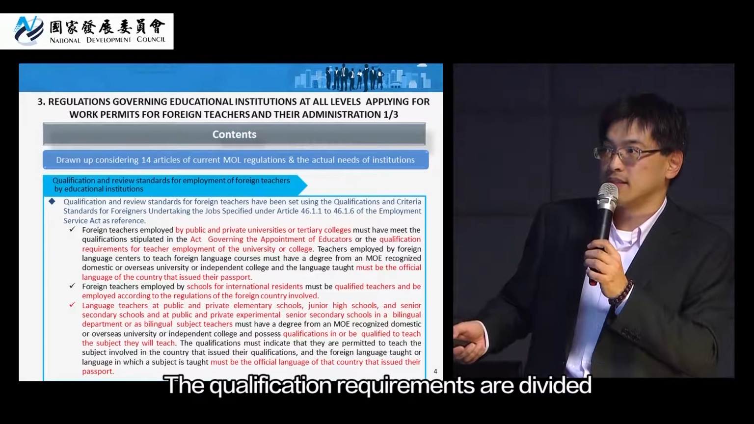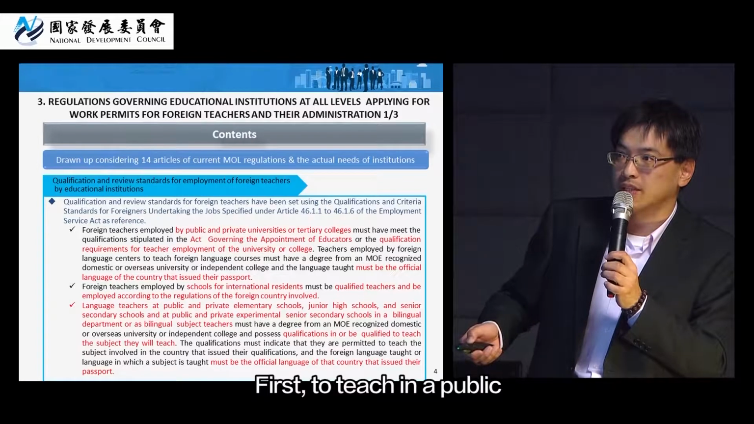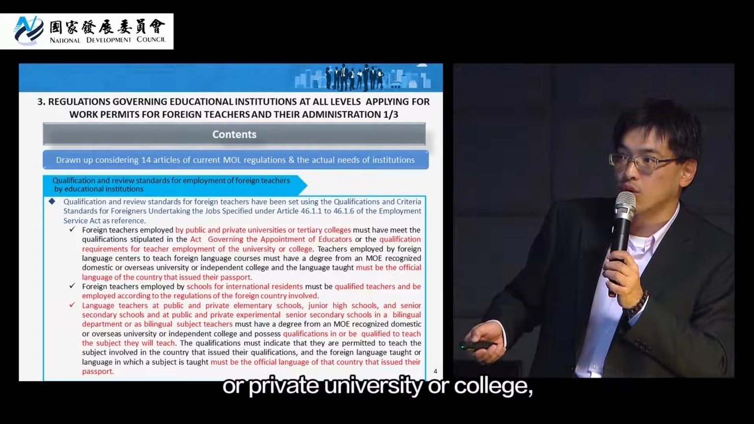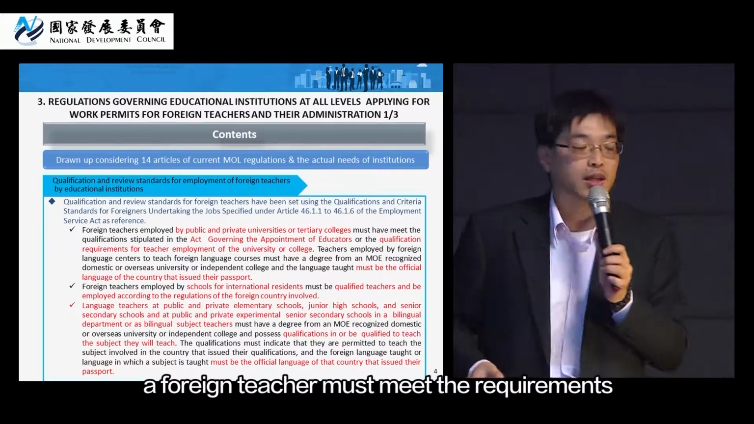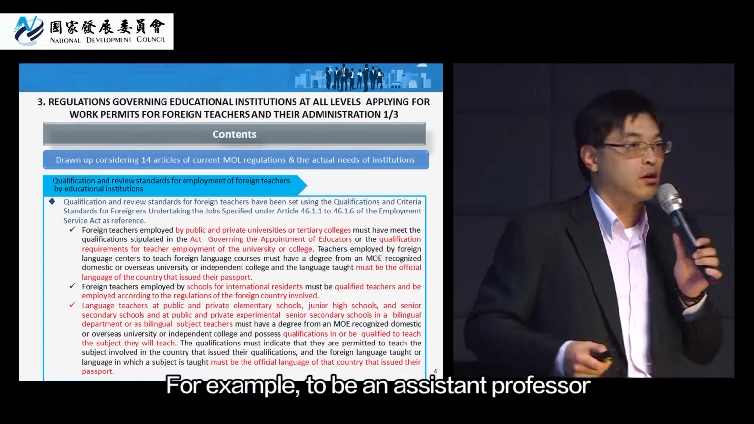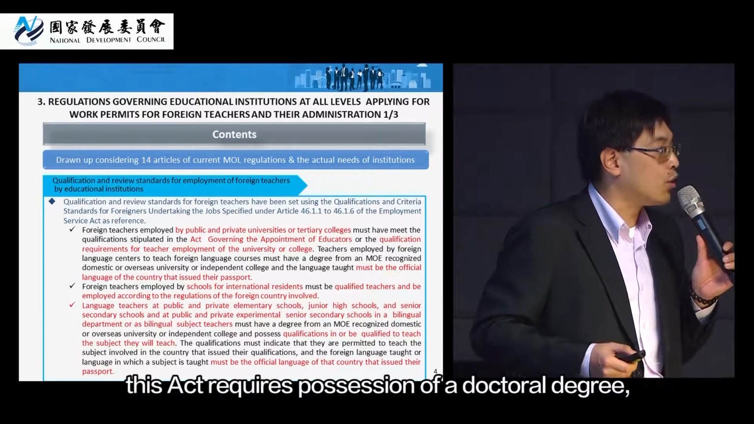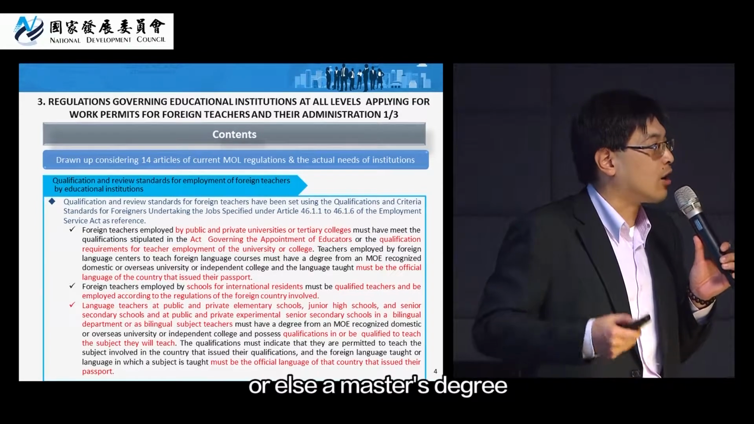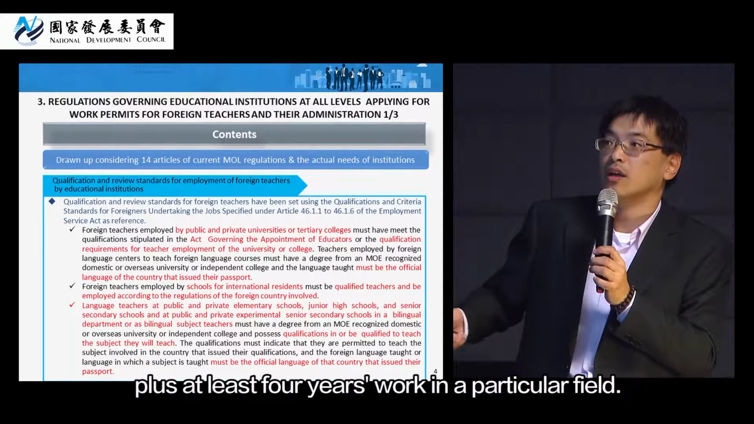The qualification requirements are divided into several types. First, to teach in a public or private university or college, a foreign teacher must meet the requirements stipulated by the Act governing the appointment of educators. For example, to be an assistant professor in a university, this Act requires possession of a doctoral degree or else a master's degree plus at least 4 years of work in a particular field.